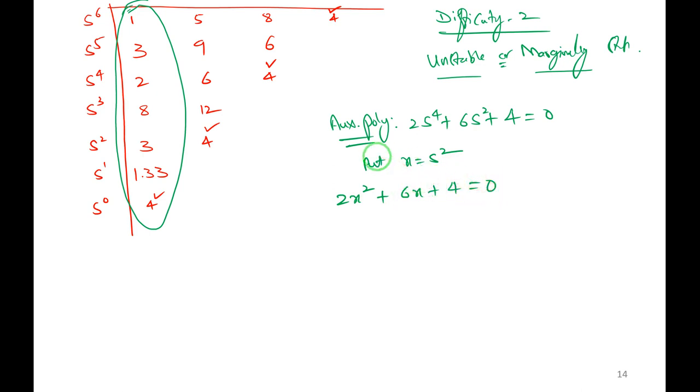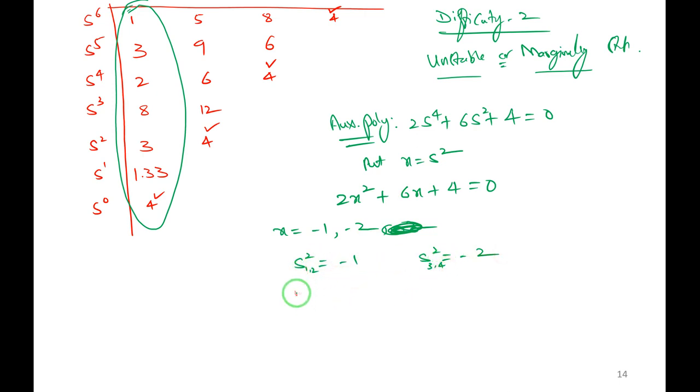I'll be using the calculator for the second degree equation. So a is 2, b is 6, c is 4. Calculate the roots. So minus 1 is one of the roots. Next minus 2. Only two roots, right? What is x? x is nothing but s square. So s square equal to minus 1 and s square equal to minus 2. Two roots, so this is 1, 2, 3, 4.